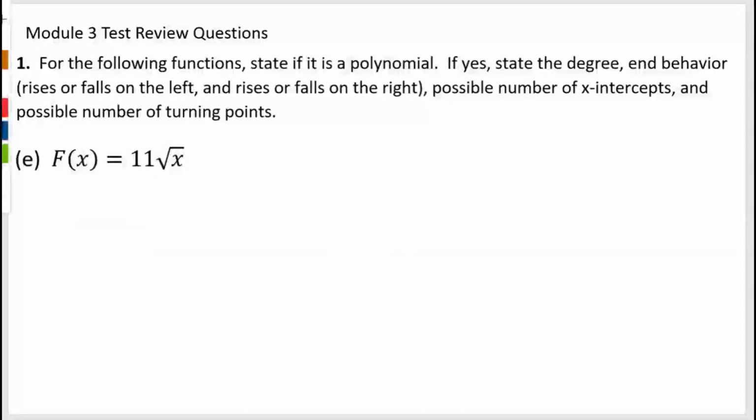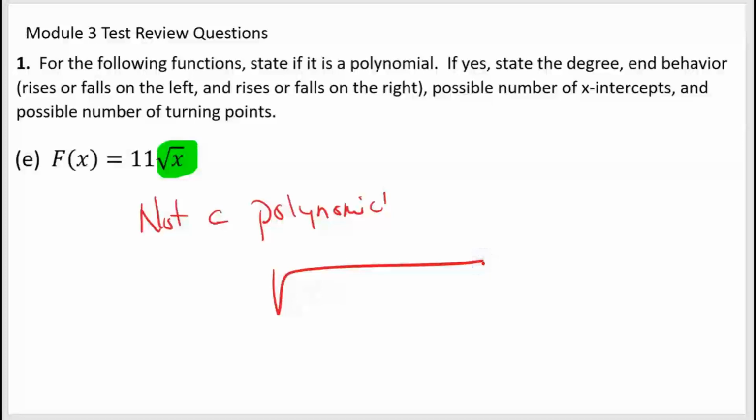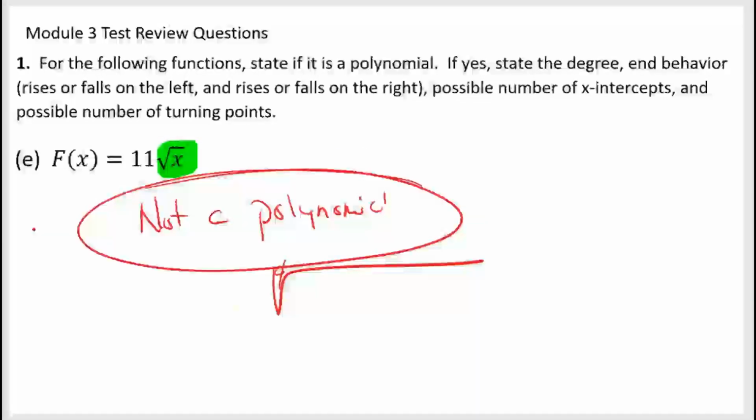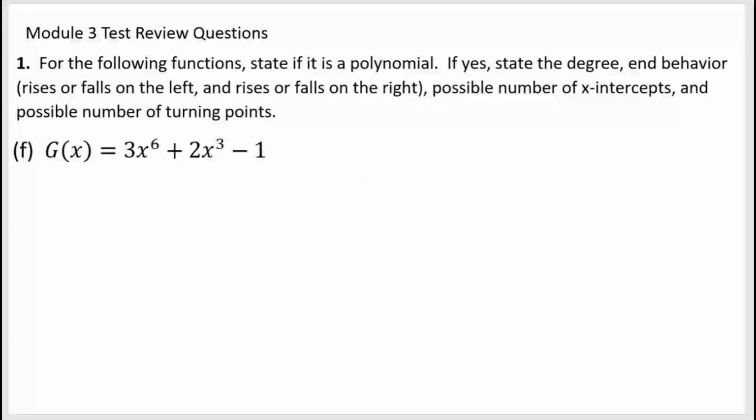Next problem, we're looking at f of x equals 11 square root of x. Well, folks, once again, we do not have a polynomial. Why not? Because anytime you have a radical, and what I mean by a radical is anything with that symbol in it, it could be a square root, like in this case, a cube root, a 4th root, a 5th root, any of that means it is not a polynomial, and therefore we will not answer all those questions about the problem.